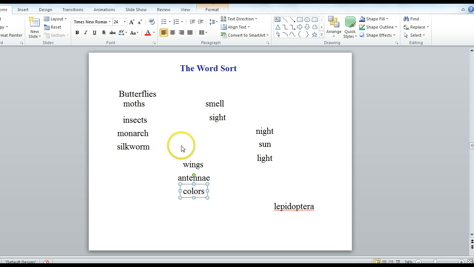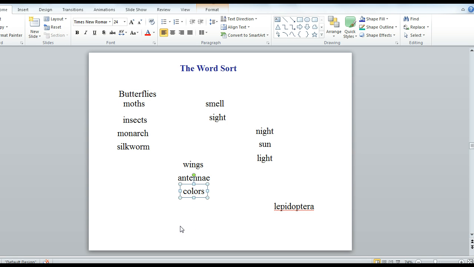So here's my sort. And I can justify my categories. My categories are, these are types of insects. These are senses, 2 of the 5 senses. This is, I don't know what you would call this, but it has to do with night and day. And these are parts of a butterfly and moth, and that's an I don't know.